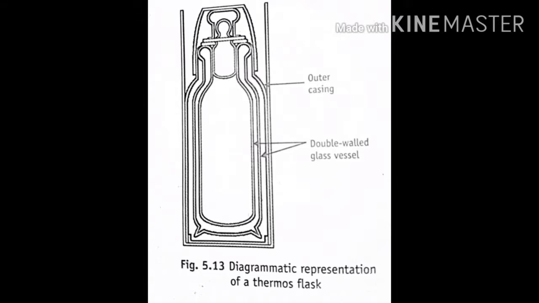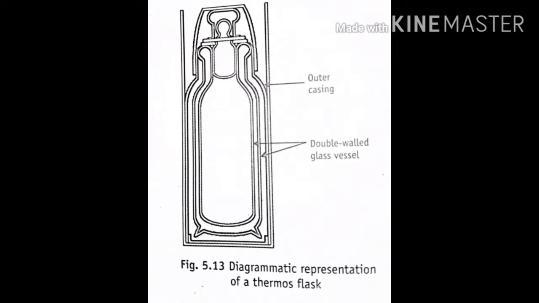The space between the two walls is a vacuum so that heat loss due to conduction is minimized. This also reduces heat loss due to convection as there are no air molecules to carry the heat away, because convection takes place in liquid and gas. There is no air between the two walls. So the convection is also minimized.